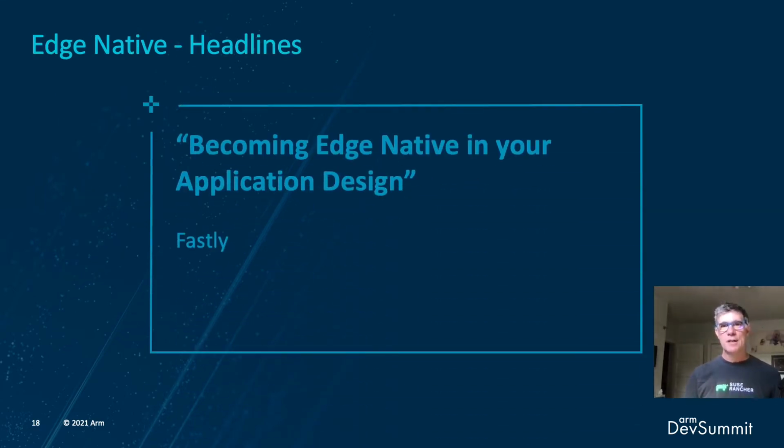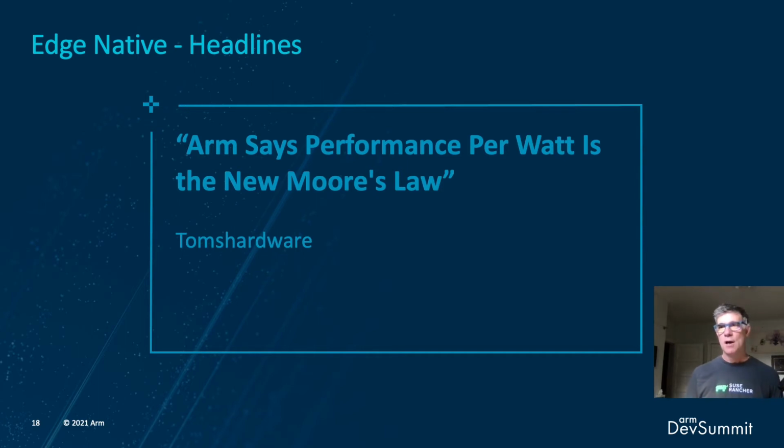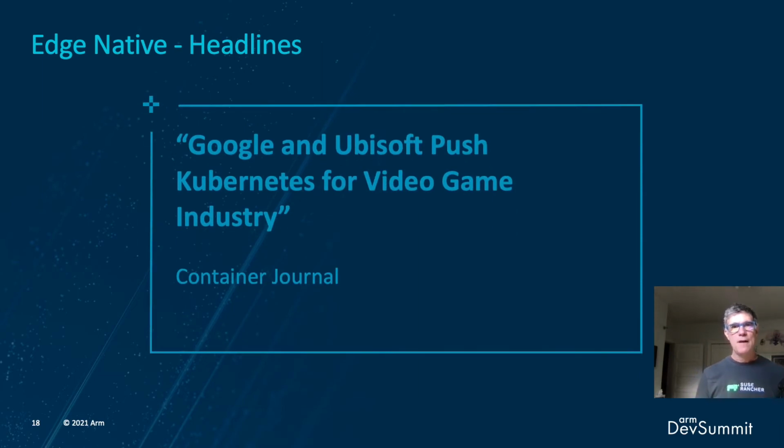I thought it would be interesting to summarize with some of the headlines that we're seeing if you search for Cloud Native at the edge. At least this is what I got from Fastly: becoming edge native in your application design. From Tech Radar: edge computing today, tomorrow, and into the future. From Tom's Hardware, of course, you may have already heard ARM's position on this, but ARM says performance per watt is the new Moore's Law. And finally, from the Container Journal: Google and Ubisoft push Kubernetes for video game industry.